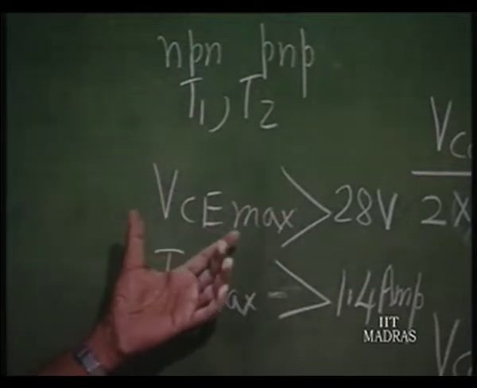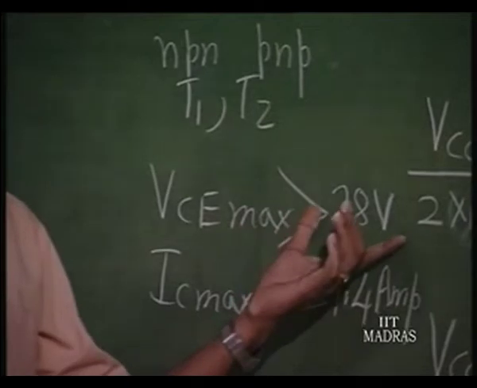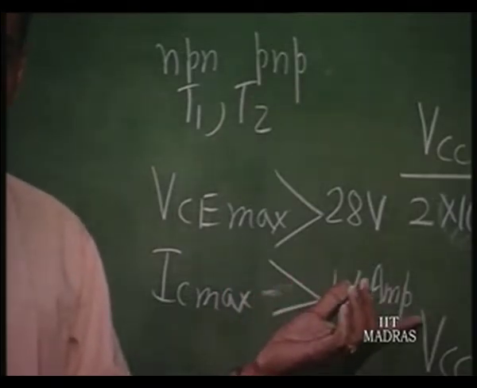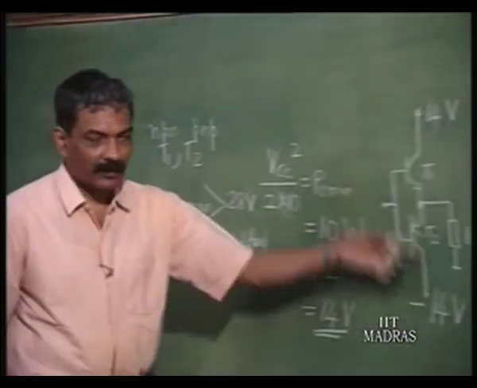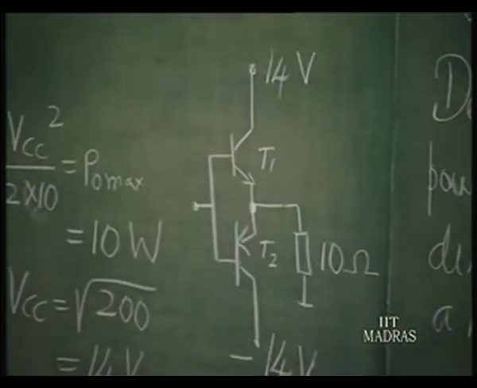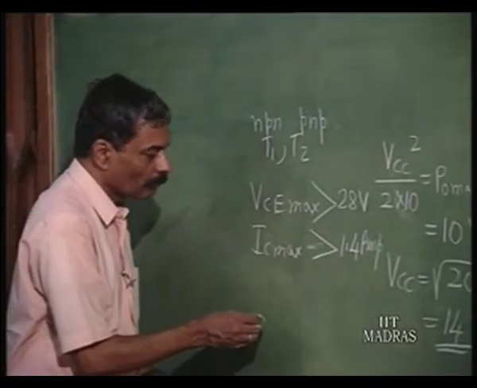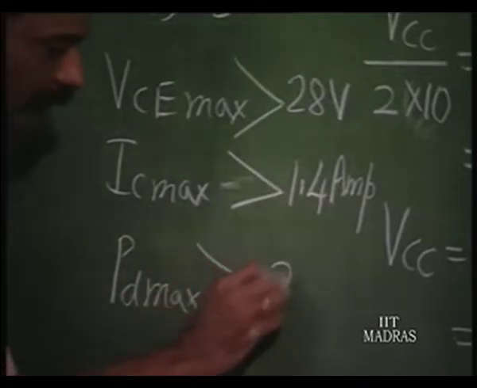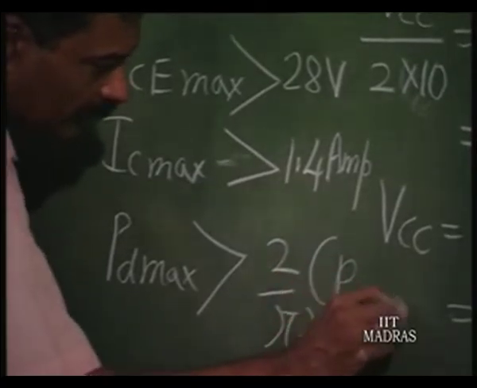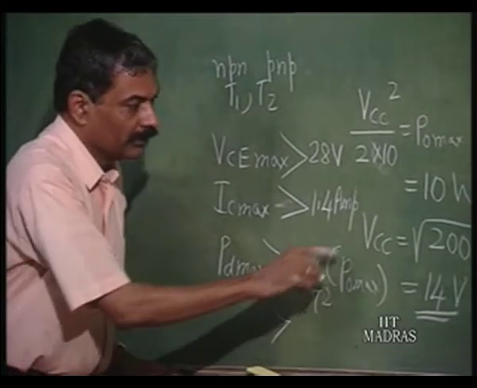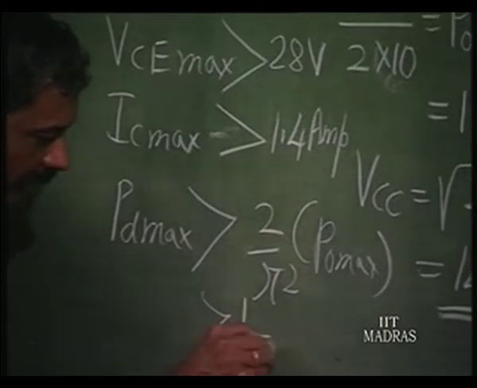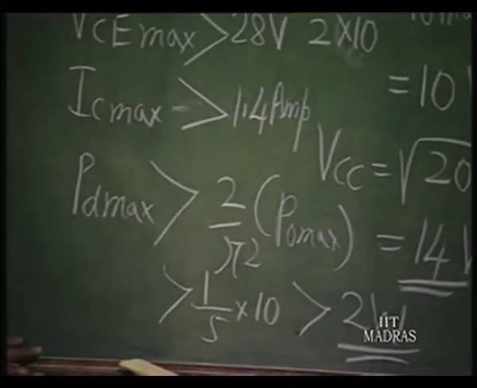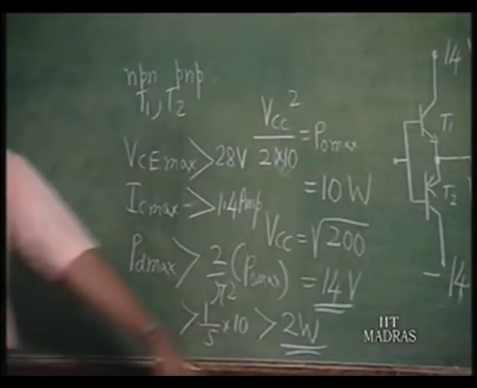So, compare this with the earlier thing. Earlier also we needed only one transistor with the same kind of VCE max, but we had a quiescent current of 1.4 amperes there, and the peak current was 2.8, double this. But these are shared now by the two transistors. At one time this conducts, at the other time this conducts. So, 1.4 amperes. And the power max, PD max, has to be greater than, we have seen, 2 by pi squared times P naught max, which is about 1/5 the power of 10 watts. So, 1/5 of 10 watts, greater than 2 watts. So, with these specifications, this circuit will function satisfactorily.